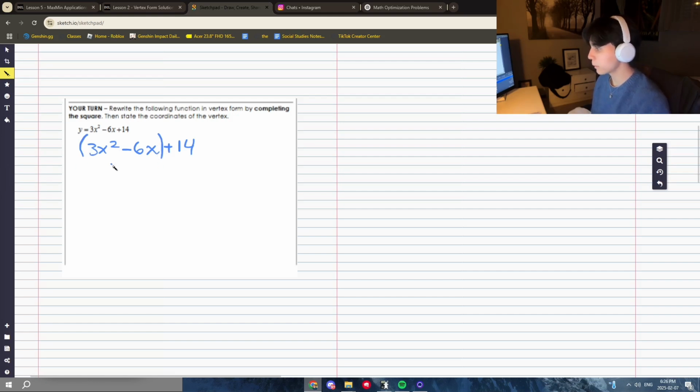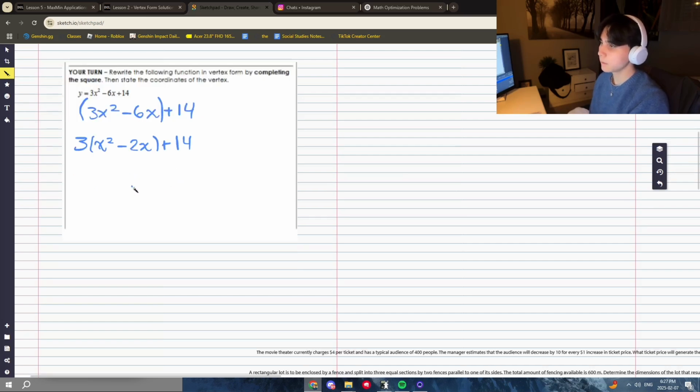In order for completing the square to actually work, your x squared coefficient is going to have to be 1, because otherwise it doesn't work. So all we're going to do here is factor out a 3 since it's in front of the x squared. So you get 3 times x squared minus 2x, plus 14.